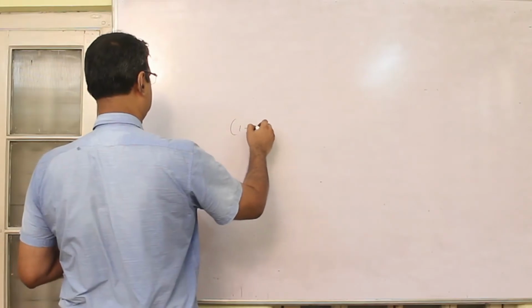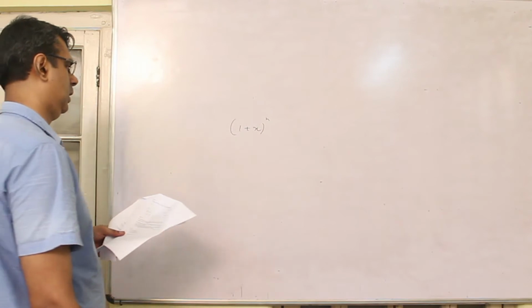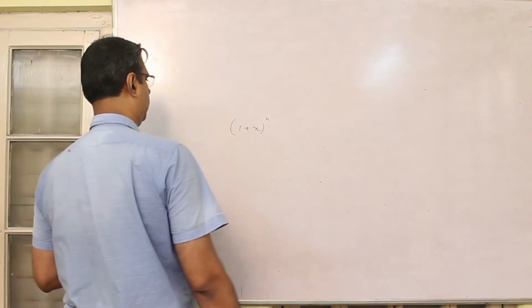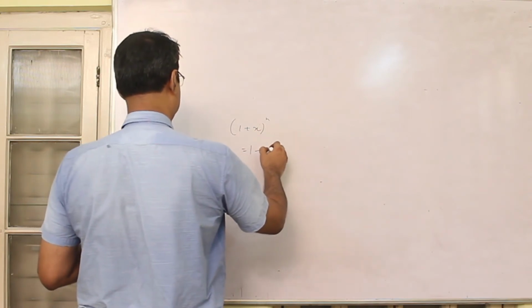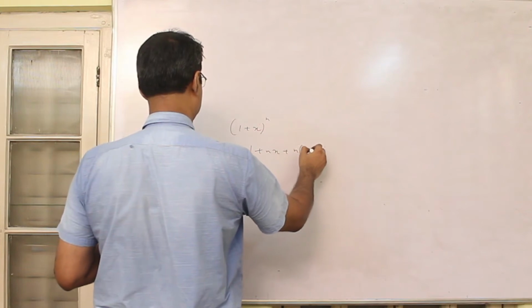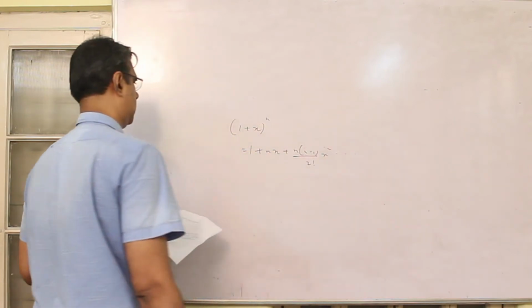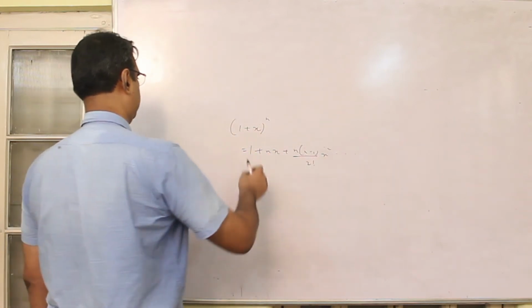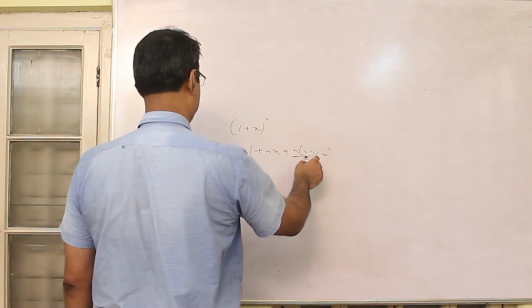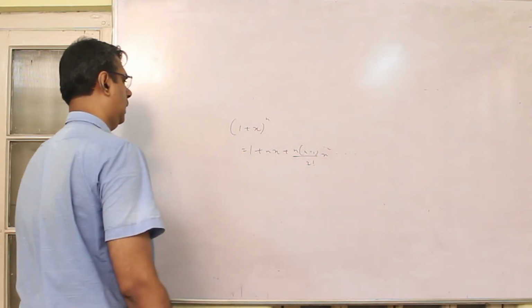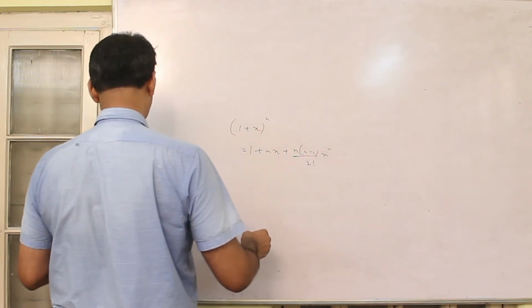Now, the binomial theorem does not mean that the index has to be a natural number. It can be any rational number, positive or negative. So, the binomial theorem for any index is as follows. Suppose (1 plus x) to the power n. So 1 plus nx plus n into n minus 1 by 2 factorial x square and so on. So this is the binomial theorem for any index, that means any power.